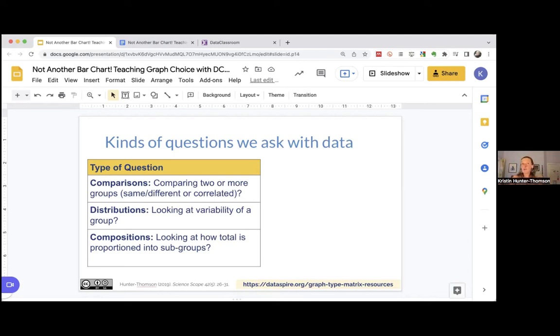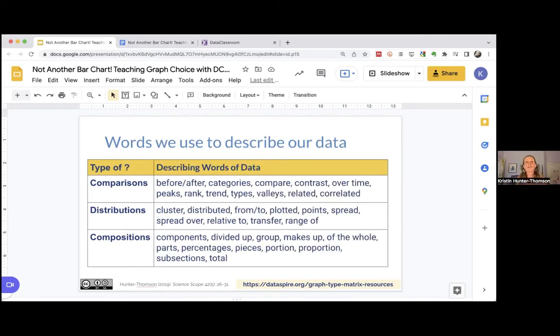I don't know about you, but my students certainly could not tell me what type of question they were asking, my middle school students, nor can my undergrads at Rutgers who I teach data visualization and science communication to. But what they can do with some prodding and some scaffolding on my part is they can talk about their data.